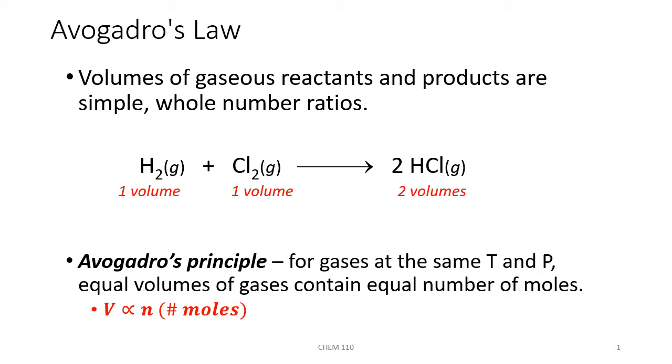Avogadro's principle says that for gases that are at the exact same temperature and pressure, equal volumes of gases will contain an equal number of moles or molecules of that gas. So the volume of a gas is directly proportional to the number of moles. This means that in reactions of gases, their volumes and their number of moles must be in the same ratio.